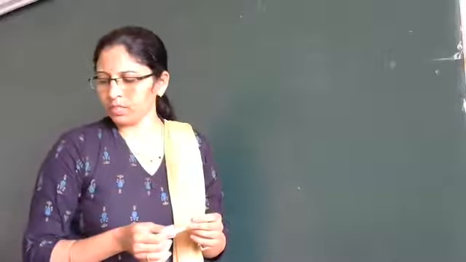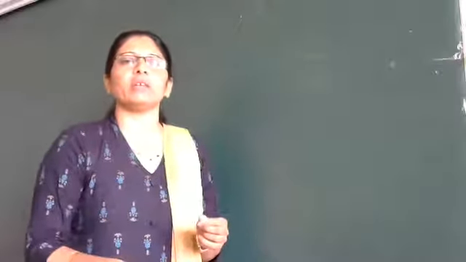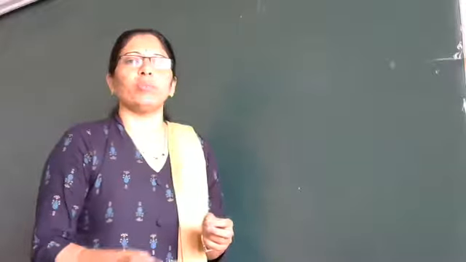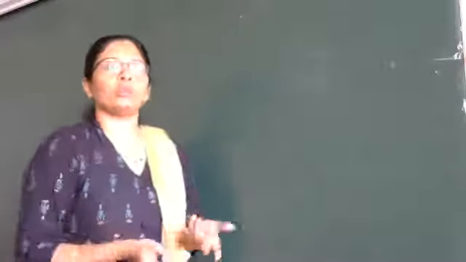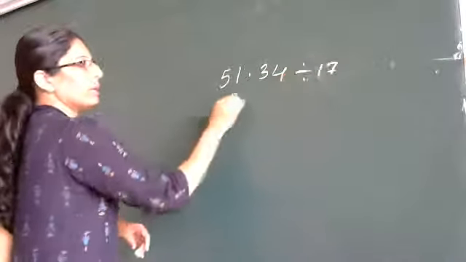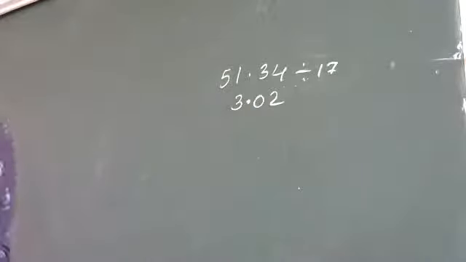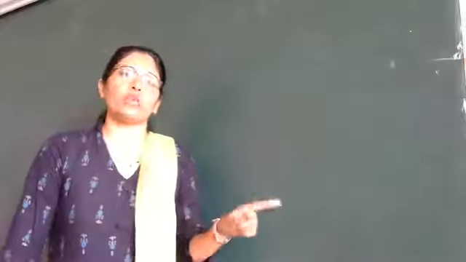51.34 divided by 17. It's direct. 3.2 is the answer. 17 threes are 51. Point 0.02. Divide by 17. You know the 17 table. 0.02. Direct answer it is. Don't ask silly questions only. Okay, now any doubts? Try yourself. You should solve yourself. Okay, now we will go to the next.